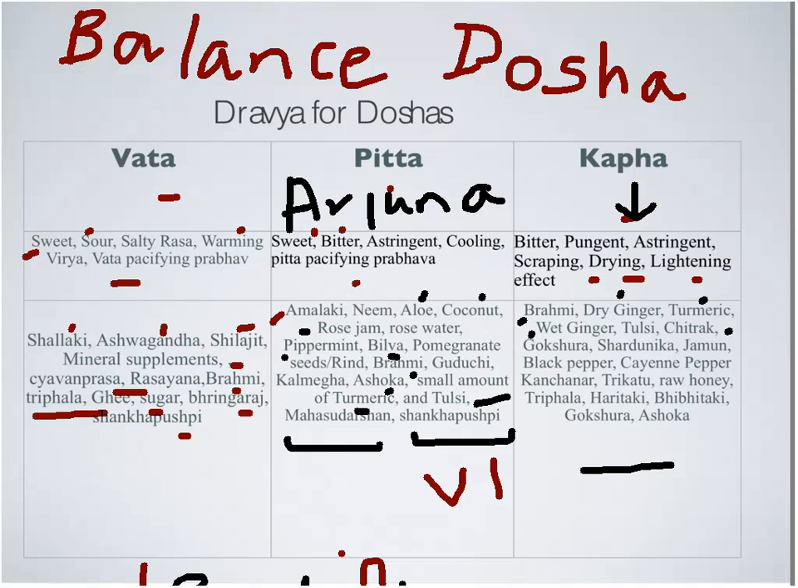Gokshura actually has an affinity for the kidneys or the ambuvaha srotas. Kapha have a lot of water in them, so Gokshura ultimately can be a good thing for them. Shardonika reduces the effect of sweets and is also given to people with diabetes in India. Even small amounts of sweet can aggravate Kapha. So to counteract the effect of sweet, sometimes Shardonika or Jamun is given. Then Trikatu, we'll talk about Trikatu in a second. Cayenne pepper, black pepper, kanchanar, raw honey, triphala, all very good.